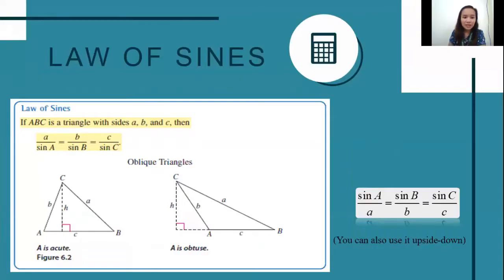Okay, so the law of sines. In the law of sines, we have the following formula: a over sine A is equal to b over sine B is equal to c over sine C. Later on, I'll show you how to use this formula. It can also be used upside down, so you can reciprocate this formula: sine A over a is equal to sine B over b, sine C over c.